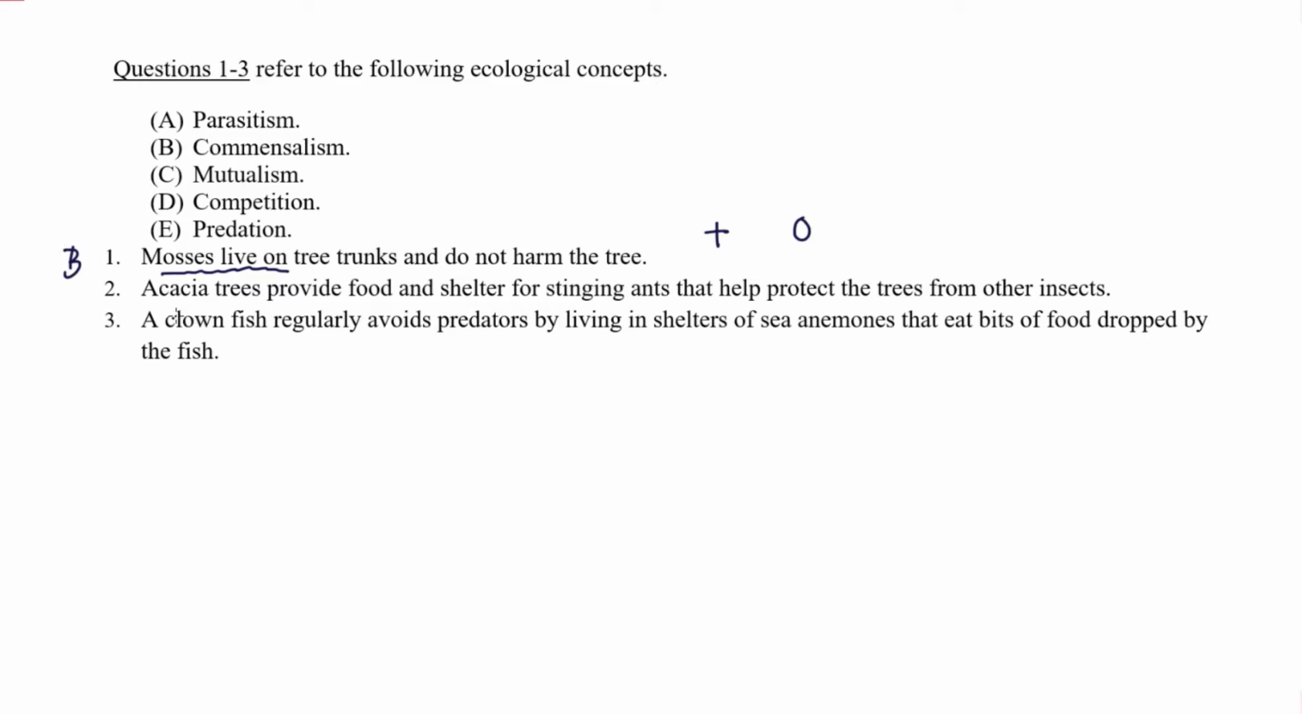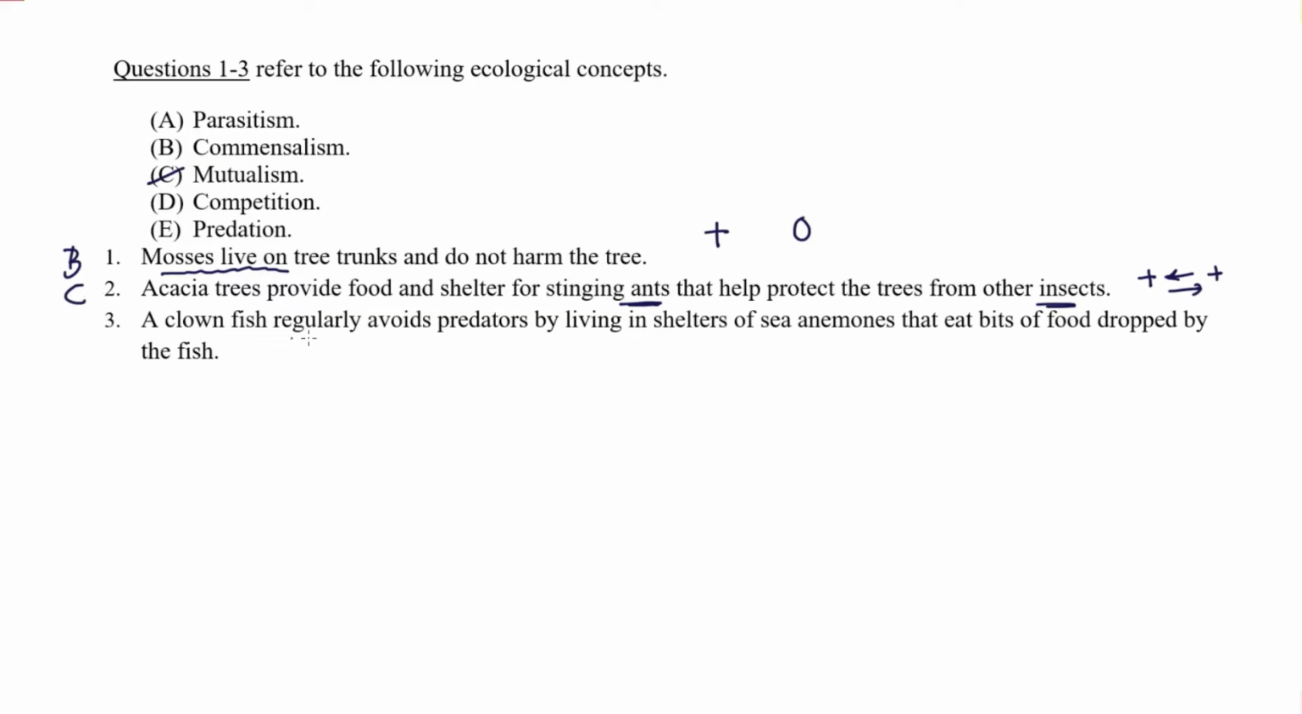Question number two. Acacia trees provide food and shelter for stinging ants, so the stinging ants get a benefit. They help protect the trees from other insects, and in turn they also provide the acacia trees with a benefit. So it's mutualism because both organisms exchange benefit. So mutualism is the right answer, C.